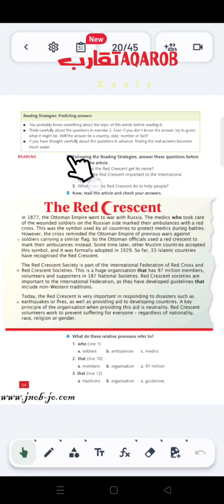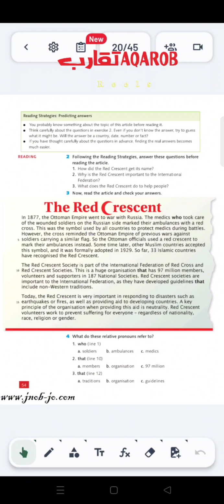So now let's read question number 2. Following the reading strategies, answer these questions before reading the article. So before reading the article about the Red Crescent, we're going to answer these questions. We're going to guess the answer, not give definite answers for each one of them. So question number 1. How did the Red Crescent get its name?